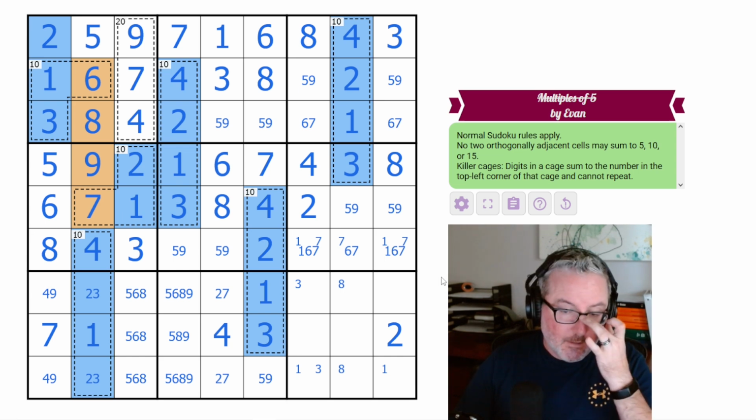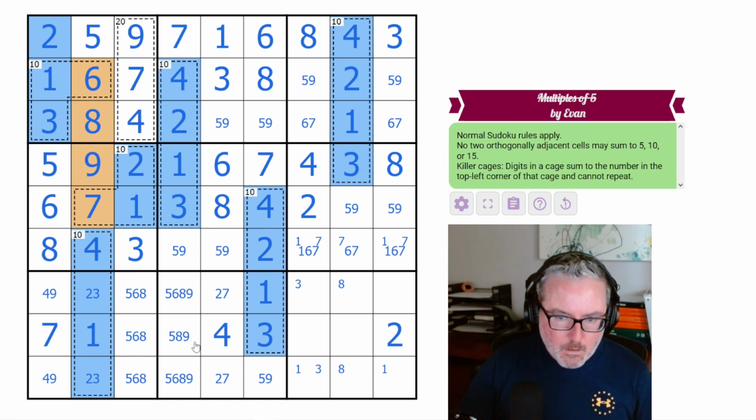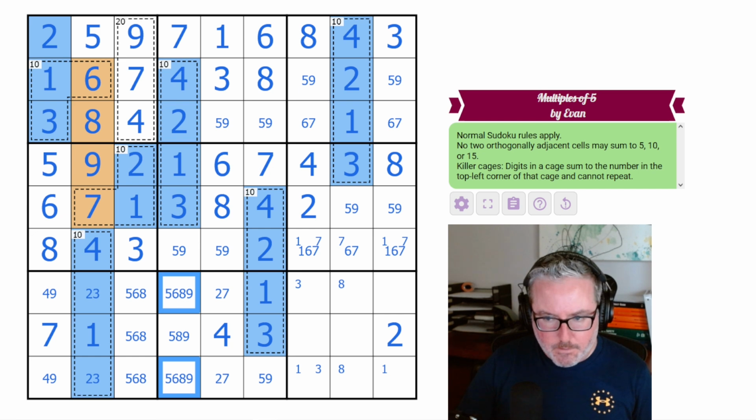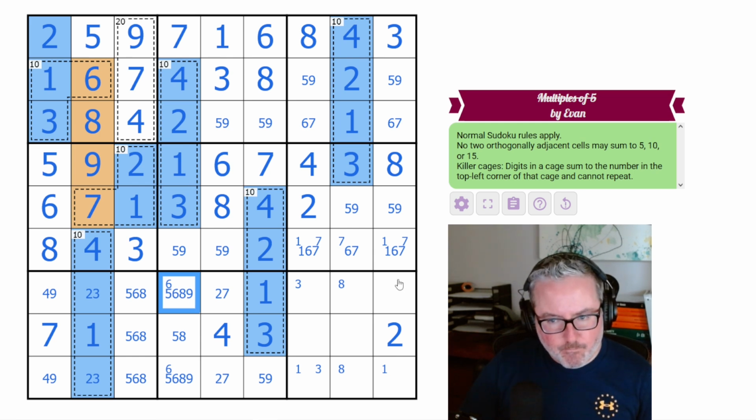This really is an exercise in scanning. Now we know there has to be a 6 in one of these two, so this cannot ever be a 9. This can't be, well, no. Thought we could have reduced those a little bit more as well. I don't quite think we can.